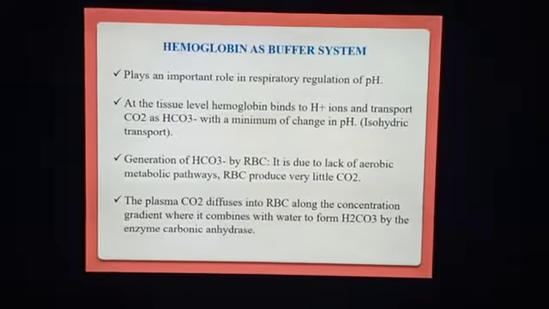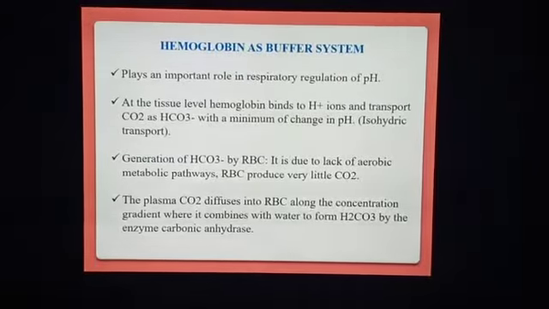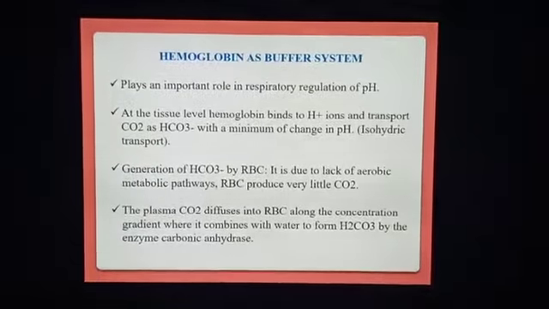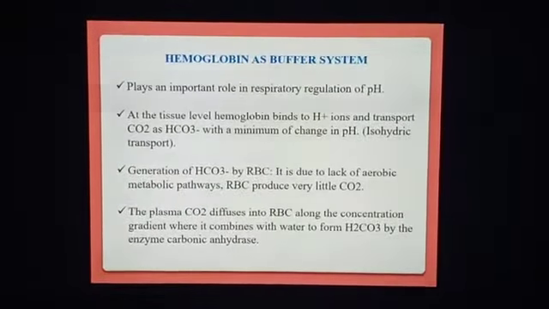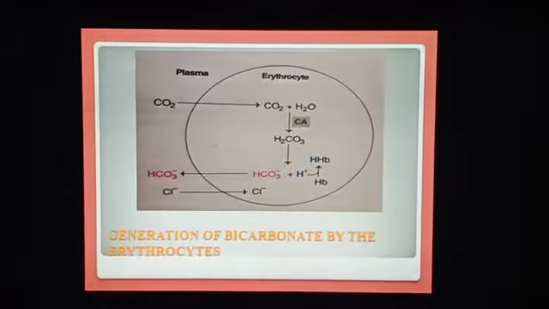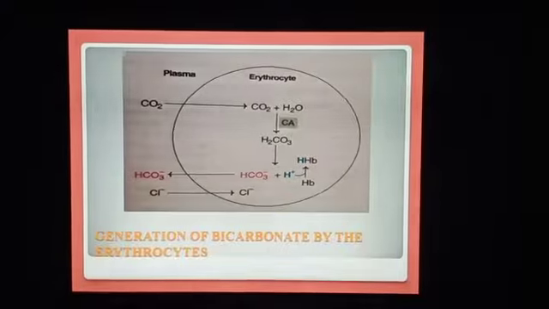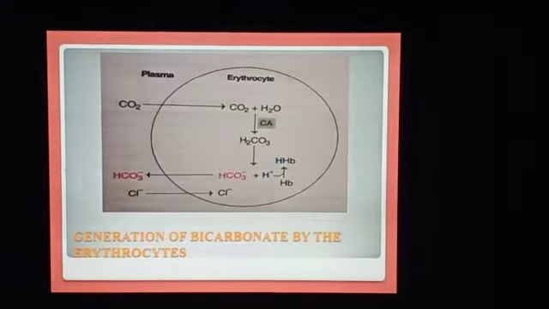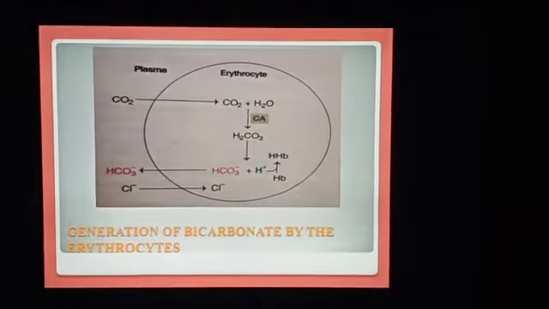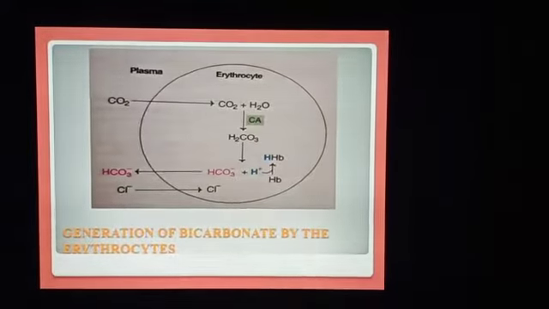Generation of bicarbonate by RBC: due to lack of aerobic metabolic pathways, RBCs produce very little CO2. The plasma CO2 diffuses into RBC along the concentration gradient, where it combines with water to form carbonic acid by the enzyme carbonic anhydrase. This carbonic acid dissociates into bicarbonate and H+ ions. The H+ ions combine with the hemoglobin.